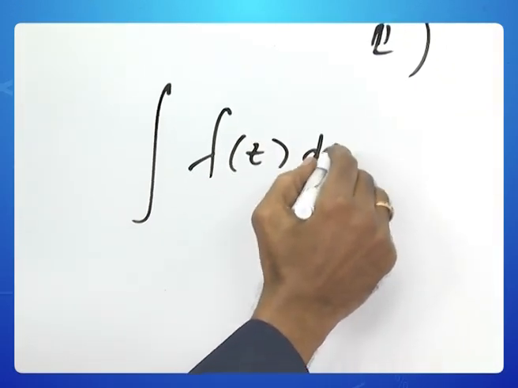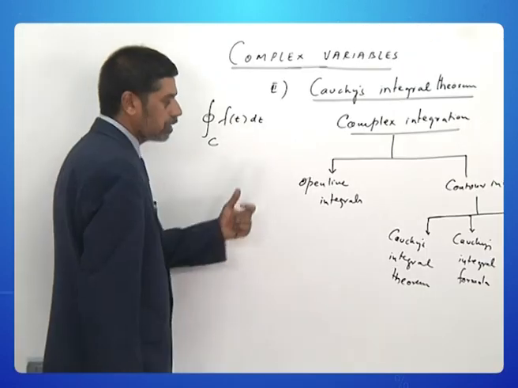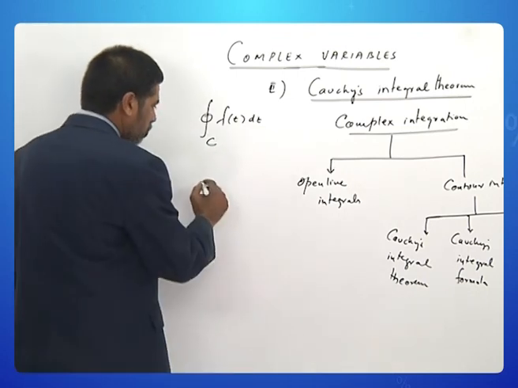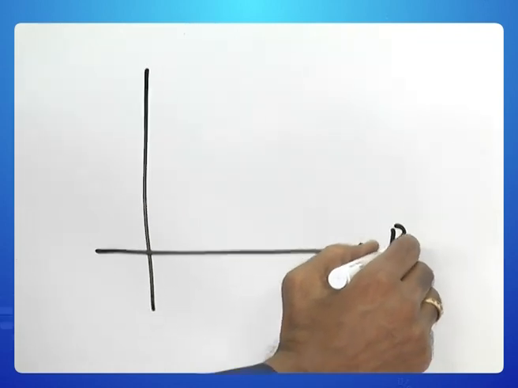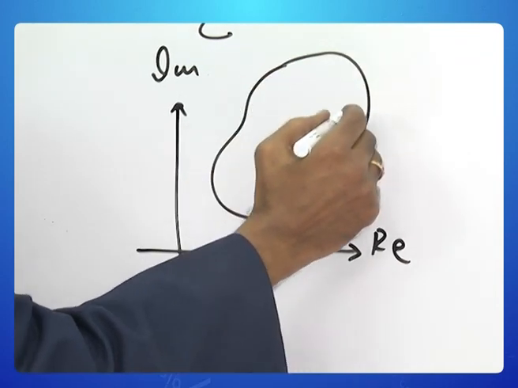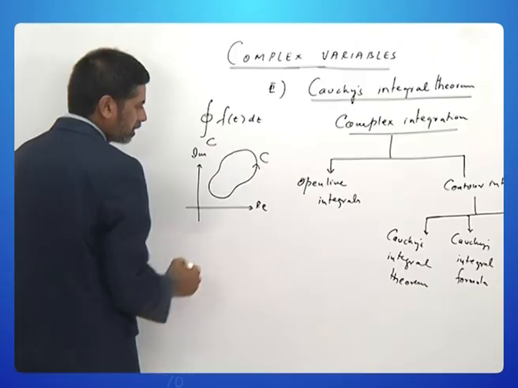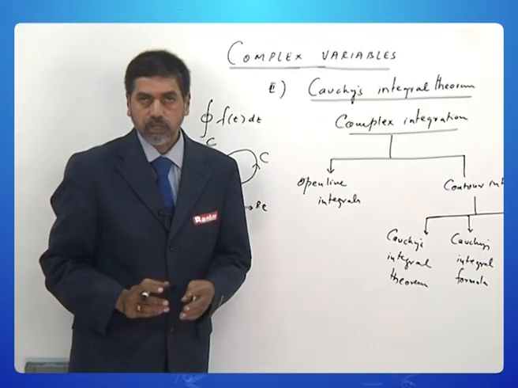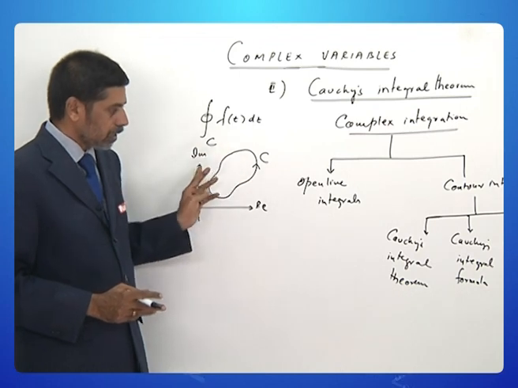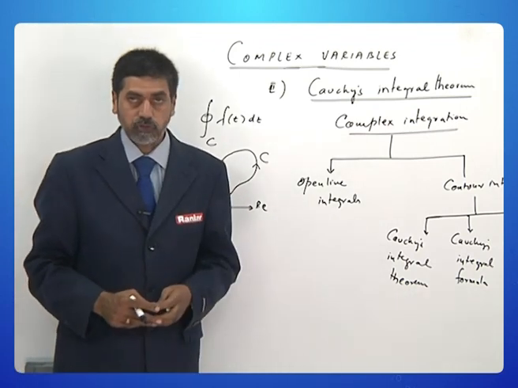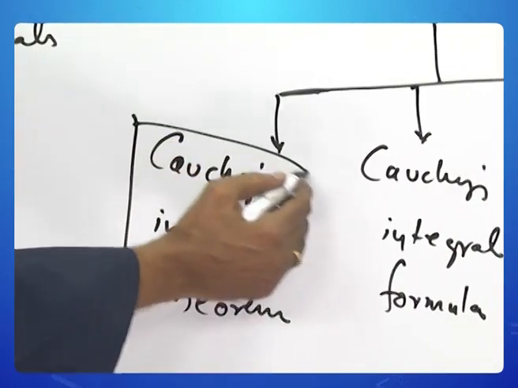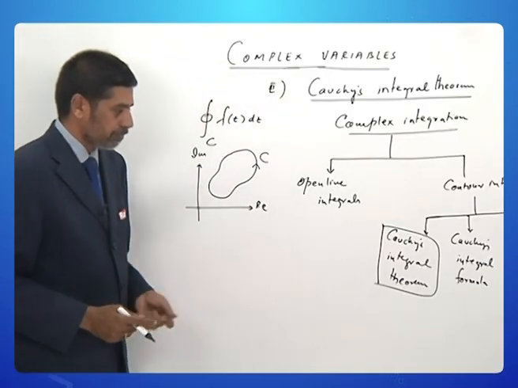A contour integral typically looks like this: integral f of z dz over a contour C. So, if you take the complex plane, then this closed curve taken in the anti-clockwise direction becomes the contour. Now, when you are integrating over this contour, then those theorems can be very useful to us. Now, let us see what happens in the first case, that is the Cauchy's integral theorem.